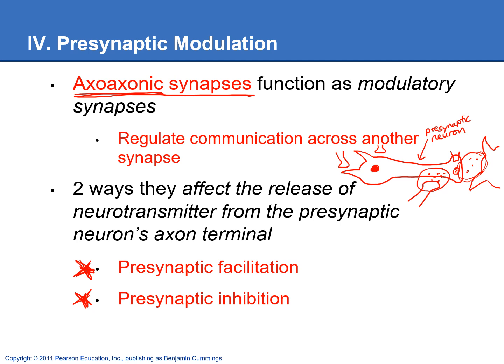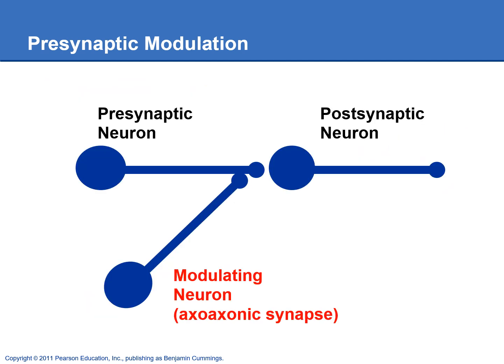All right, so let's take a look at some pictures here. This modulating neuron is what we call the neuron that's forming this axo-axonic synapse. So here's our axo-axonic synapse. And this neuron here is our presynaptic neuron, and the neuron afterwards here is the postsynaptic neuron. So just some terms there.